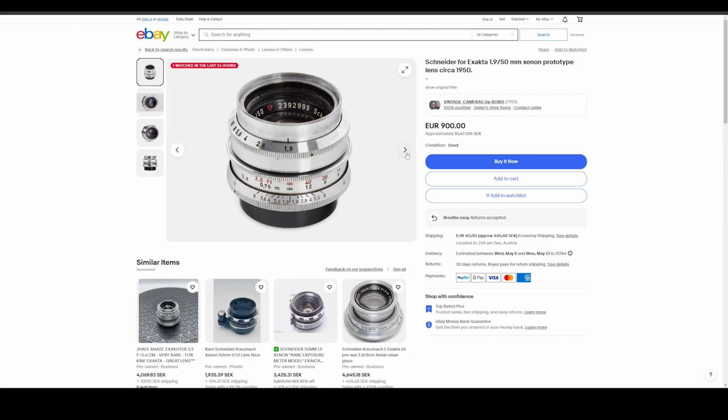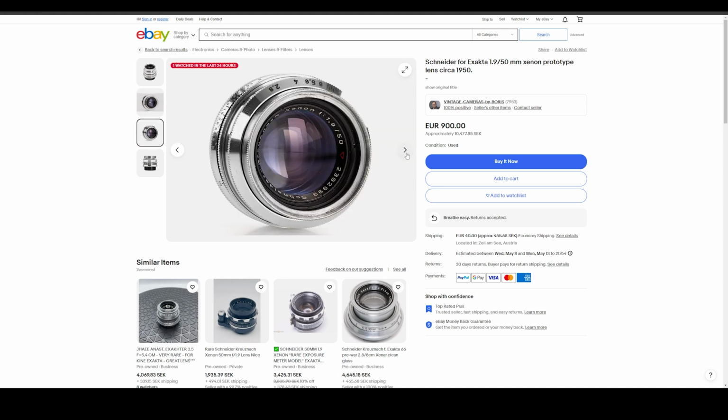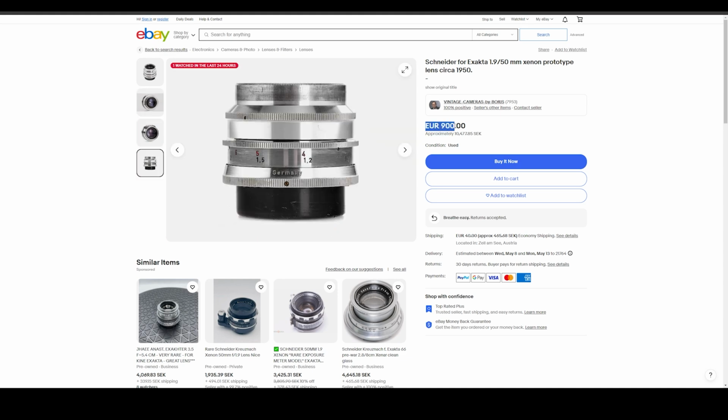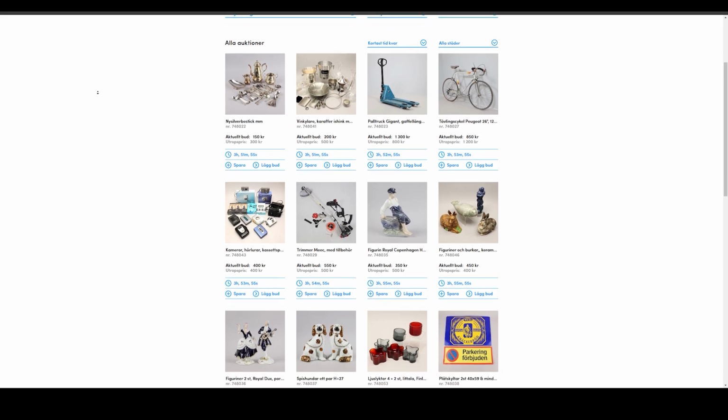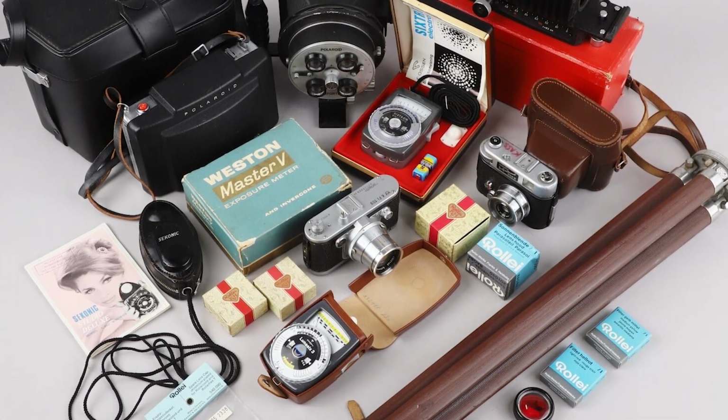Finding vintage lenses from the 1940s or 50s that were made for black and white photography and also were cheap and also would still work, well, that's hard. I managed to get three of them by bidding on an old camera set in a local auction house.